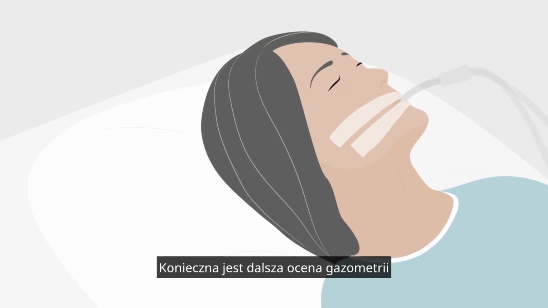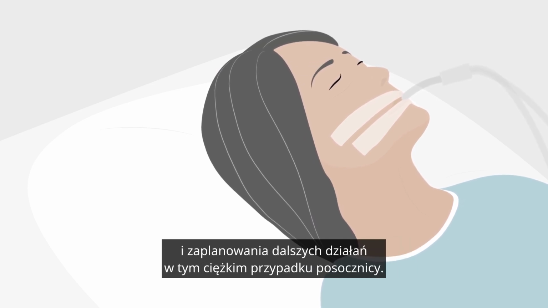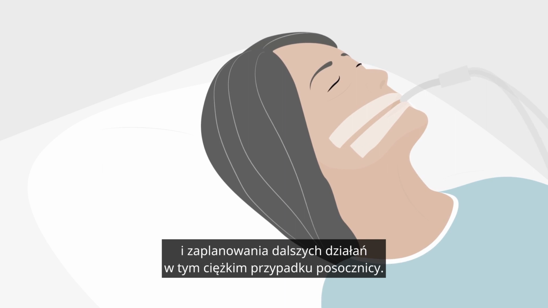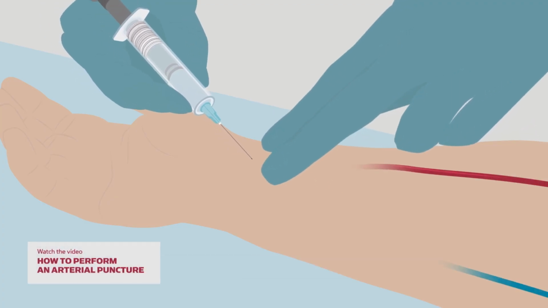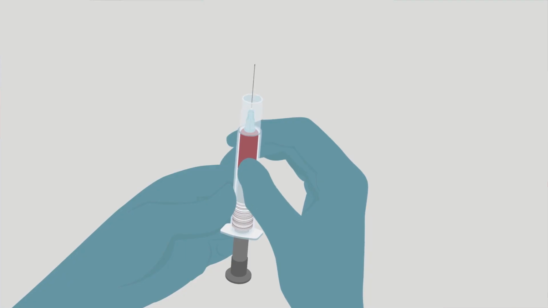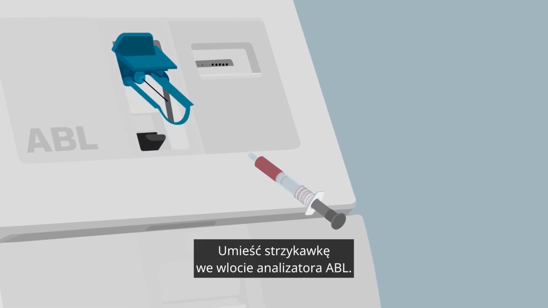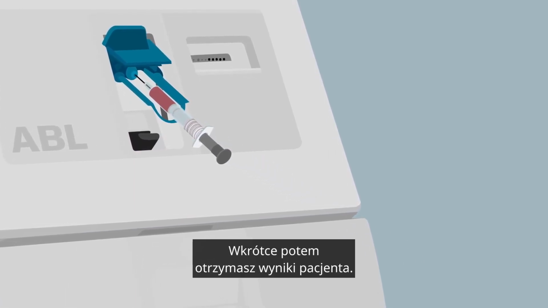You need further blood gas assessments to monitor if Mrs. Ting responds to the treatment as expected, and to plan further actions in this severe case of sepsis. A new blood gas sample is collected. You collect the blood gas sample from an artery. You place the syringe in the inlet on your ABL analyzer, and shortly after, you receive the patient results.